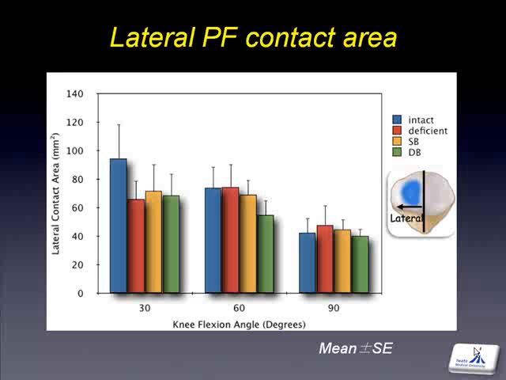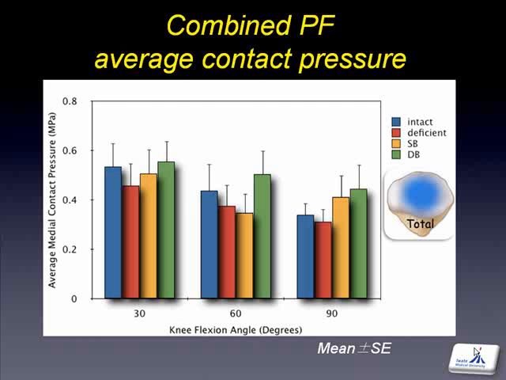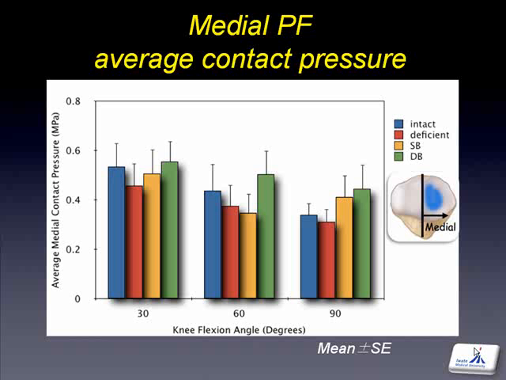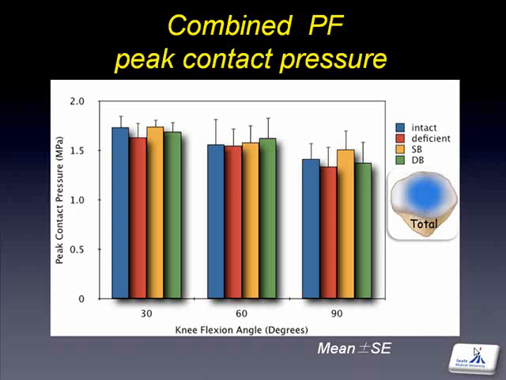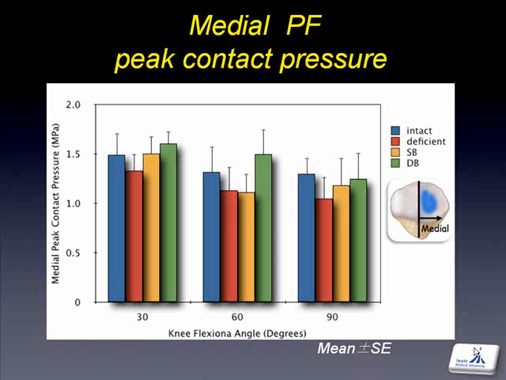The average contact pressure is shown in this slide. In the combined medial and lateral facets, there were no significant differences between all other statuses and the intact knee. The peak contact pressure is shown in these slides. In the combined and medial facet, there were no significant differences between all cases and the intact knee.